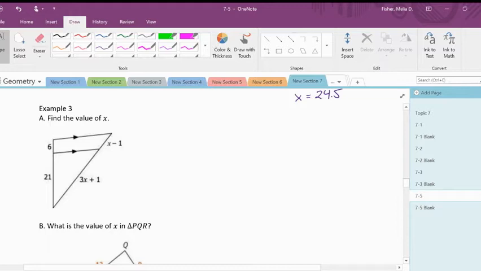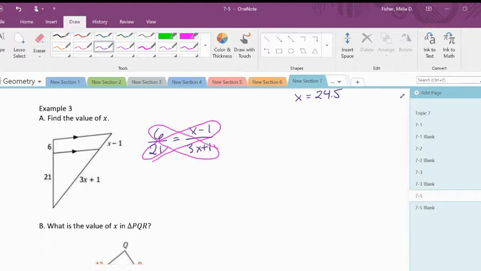Example 3 gives us another opportunity to use the side splitter theorem. We have two parallel lines in a triangle, creating two triangles. So we can use that 6 over 21 will equal x minus 1 over 3x plus 1. It's important to be careful as we're doing our cross products that we are using the distributive property.